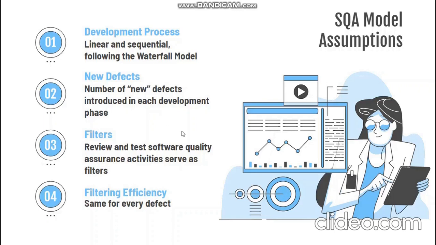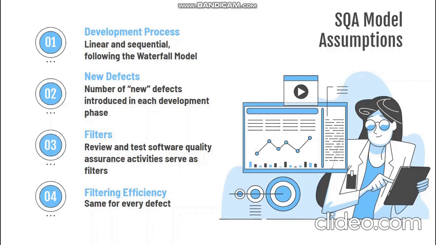So we have the assumption that review and test software quality assurance activities serve as filters. That means these filters remove a percentage of the incoming defects and let the rest pass on to the next development phase. For example, if the number of incoming defects is 30 and the filtering efficiency is 60%, it means that 18 defects will be removed, while 12 defects will remain and be passed on to be detected by the next quality assurance activity.